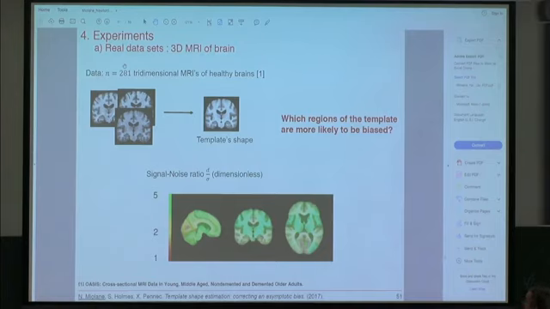And the question we asked was, which regions of the templates are more likely to be biased? I'm not going to go into the details here because it involves some Morse-Smale complex and stuff like that, but this is what we got. This region of the brain template was less biased, and the region here was more biased.